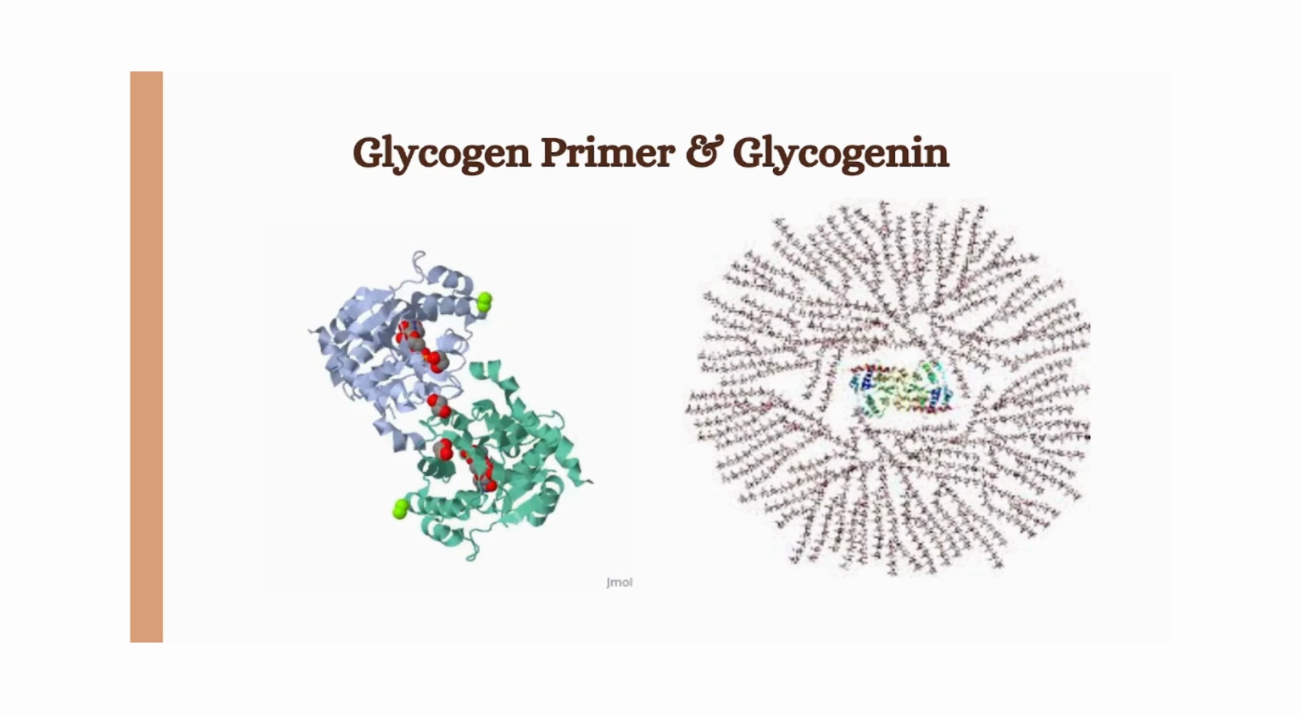Because in muscle glycogen, the ratio of glycogen molecules to the glycogen primer or to the glycogenin will be 1 to 1. In the core of each glycogen molecule will be one glycogen primer and one glycogenin. While in muscle, for each glycogenin, there may be more than one glycogen molecule.